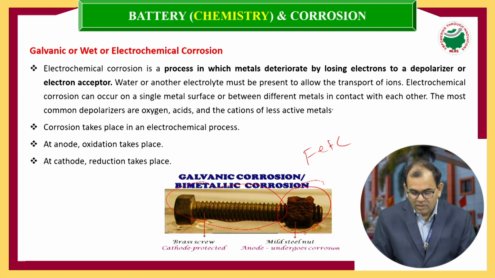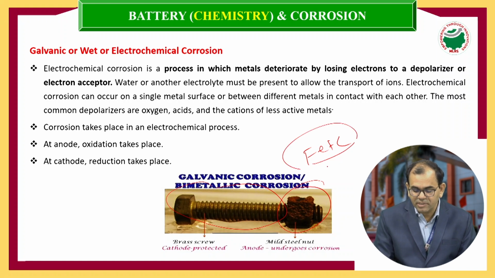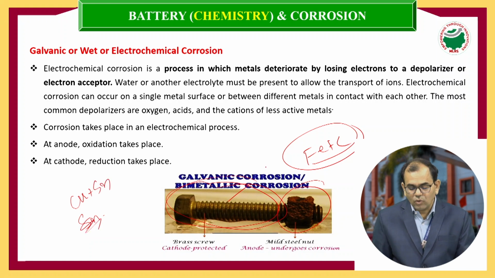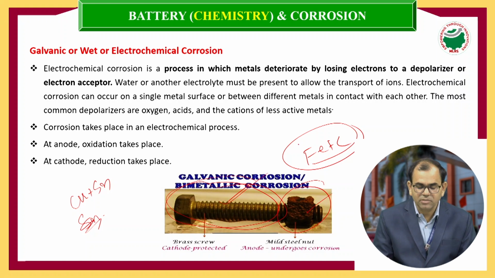A nut made of iron and carbon, that is steel, and here brass, which is nothing but copper and tin. So there are two dissimilar metals here, an iron nut and a brass bolt.